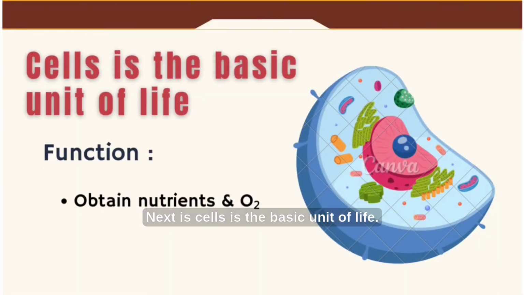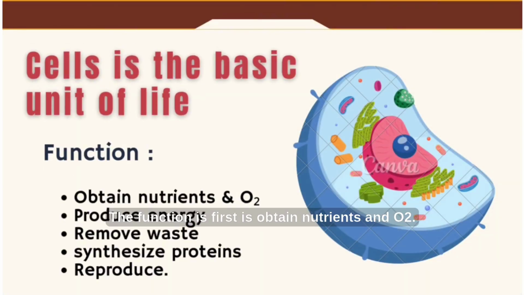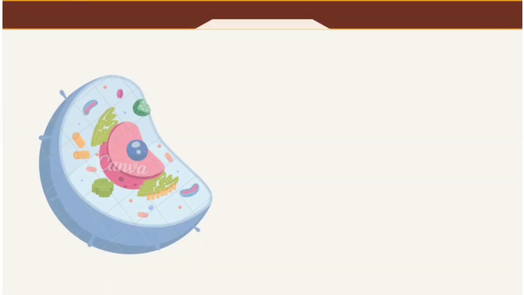Next is cells, the basic unit of life. The functions are, first, to obtain nutrients and O2. Next is to produce energy, remove waste, synthesize proteins, and reproduce.